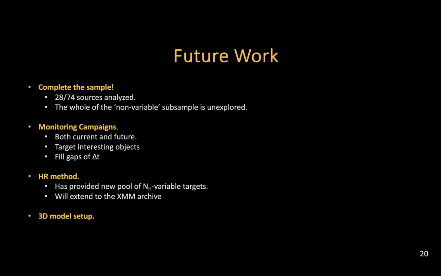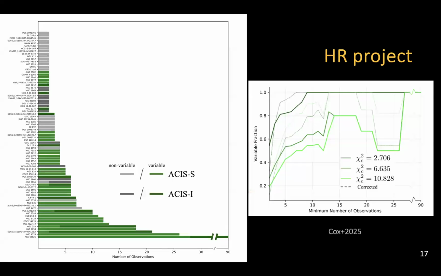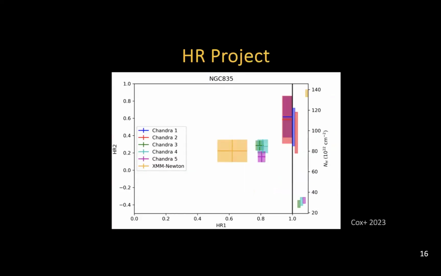So for the HR method, can you go back to the HR1 versus HR2? The same source with the same image will have very different HR if seen with XMM or Chandra, and even between Chandra 1 and Chandra 5.